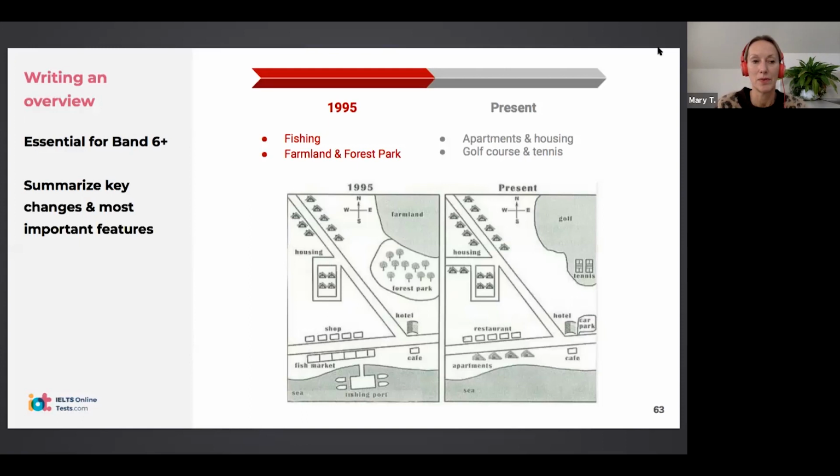And as I said before, in the overview you summarize key changes and the most important features, but do not go into a lot of detail, okay? Because you leave the detail for the next two paragraphs. It's literally one to three sentences, not too much. Don't go into detail, that's the main thing to remember. Okay, and then start with overall.